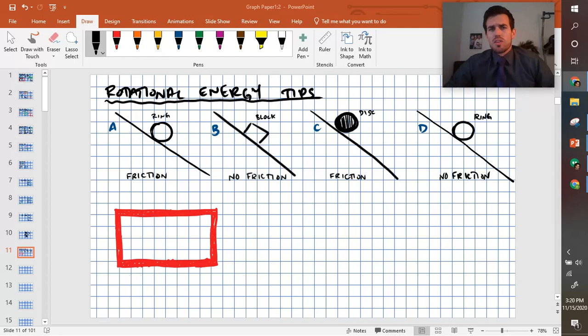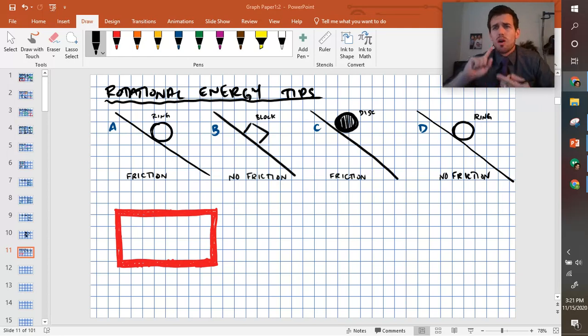So let's start with this example problem that I have in front of you guys, where I have four different objects that are going down a slope. Two of them are dealing with friction. Two of them have no friction. Then I have some different shapes that are going down these slopes. So the question here is which one gets to the bottom first? Let's see if we can figure out the correct ranking.